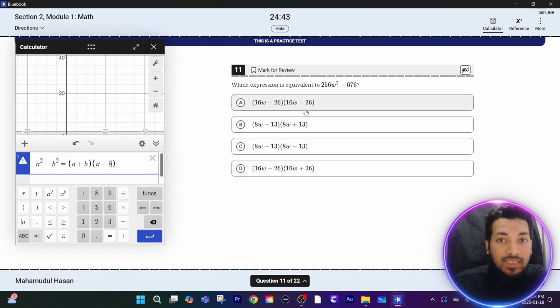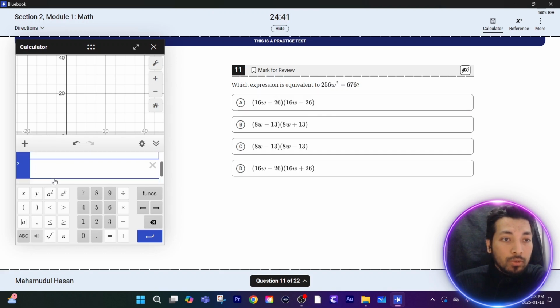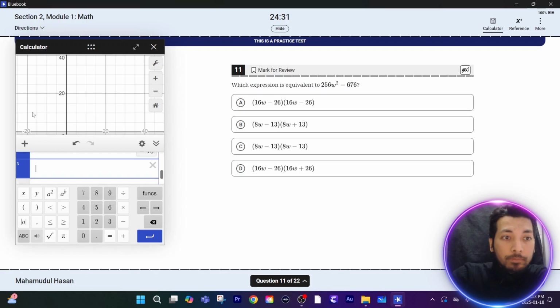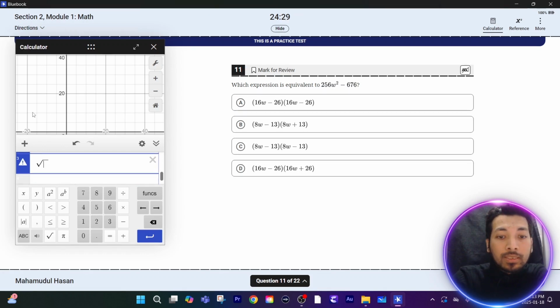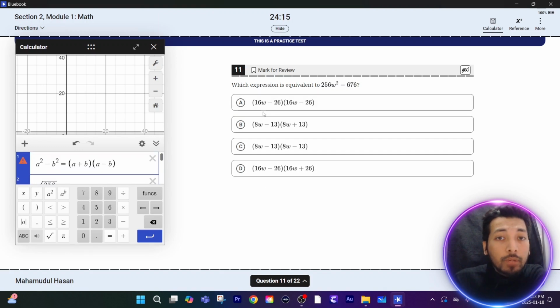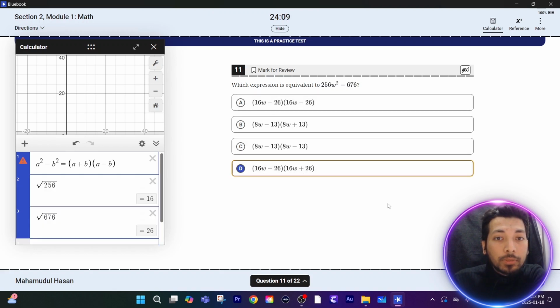In this case 256w square, if you square root 256 we get 16. So it's not b or c, it should be a or d. And if we square root 676, it's 26. So option A has a minus sign in both factors, but we need 1 plus and 1 minus. So the option is D.